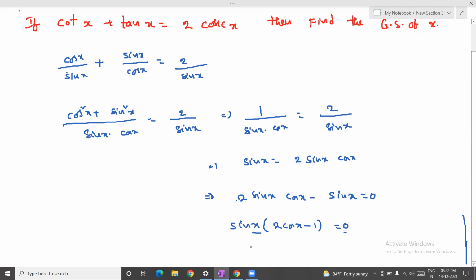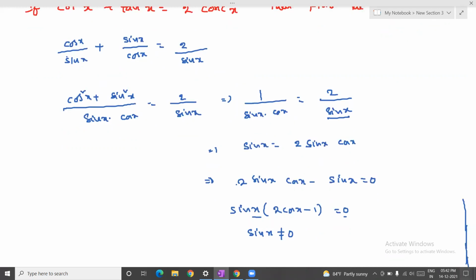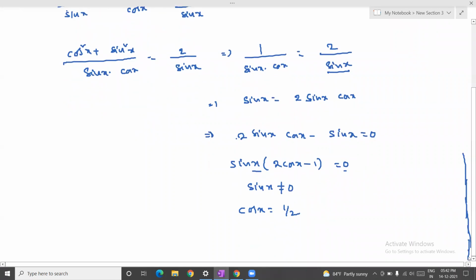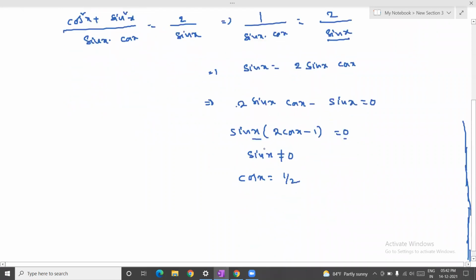Here, how can we discuss this thing? Here itself, sin x can't be 0. Why can't sin x be 0 here? Because sin x is in the denominator. If I take sin x as 0, the expression becomes invalid. So sin x can't be 0. From here, cos x is equal to 1 by 2 is the solution. Sometimes this expression might be 0 for a separate solution. So now sin x can't be 0, so cos x will be equal to 1 by 2.